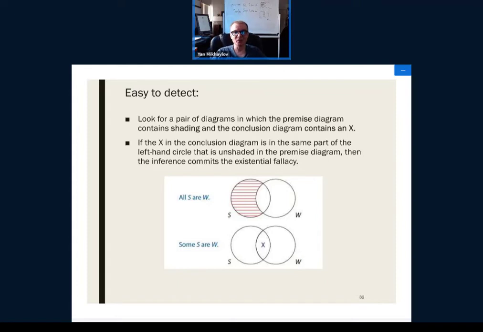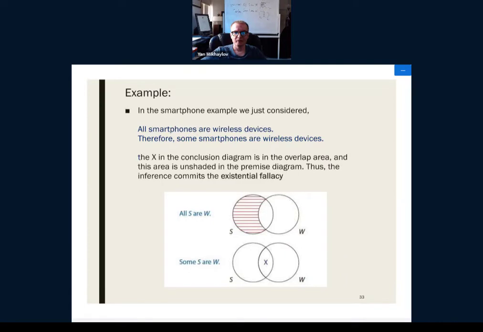This stuff, once you understand it, will be very easy. But I guess the first time you hear it, it may be like, oh, a lot of stuff, kind of hard to put your mind around it. Okay. Here's the example with the smartphones again. Shading on top, X on the bottom, existential fallacy.